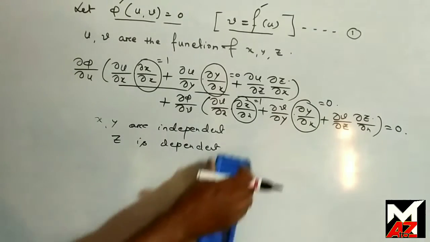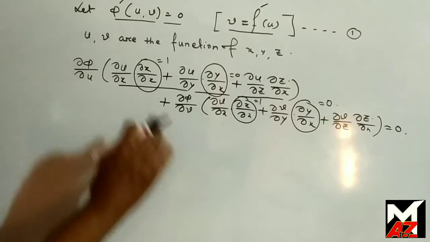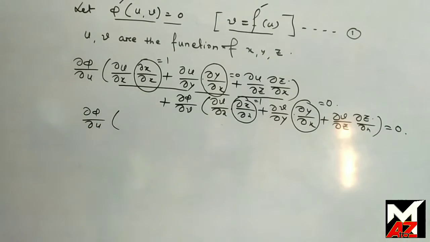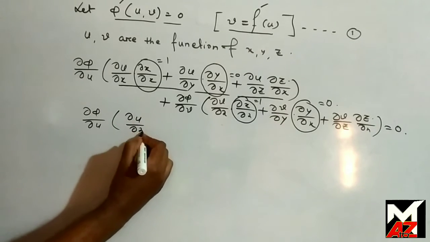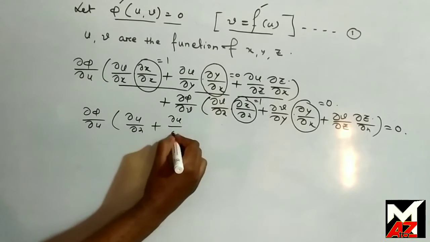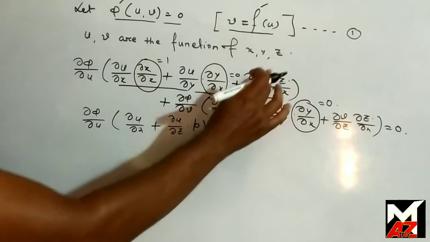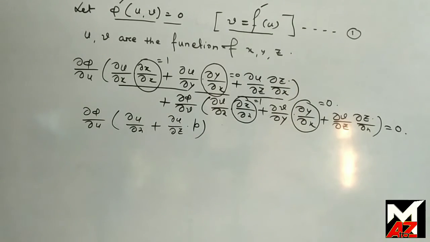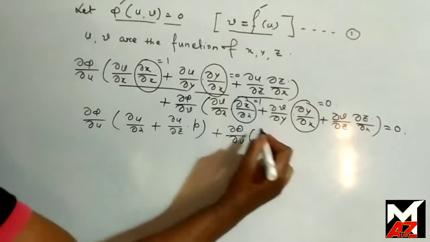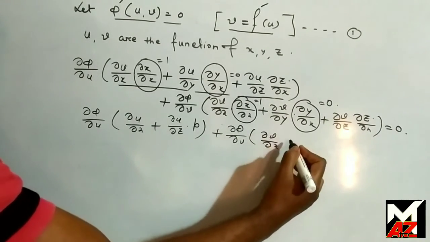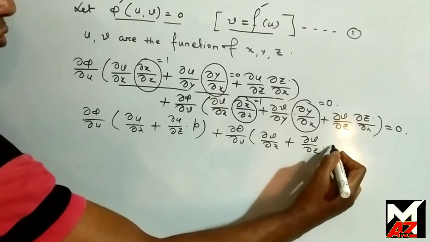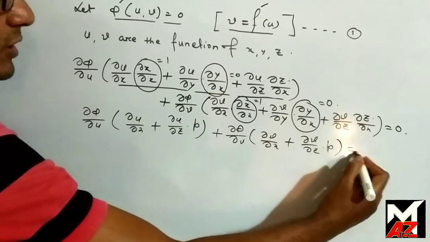So from the above relation we get del phi by del u into del u by del x plus 0, plus del u by del z into p, because del z by del x is p, plus del phi by del v into del v by del x plus del v by del z into p, this is also p. This is equal to 0.